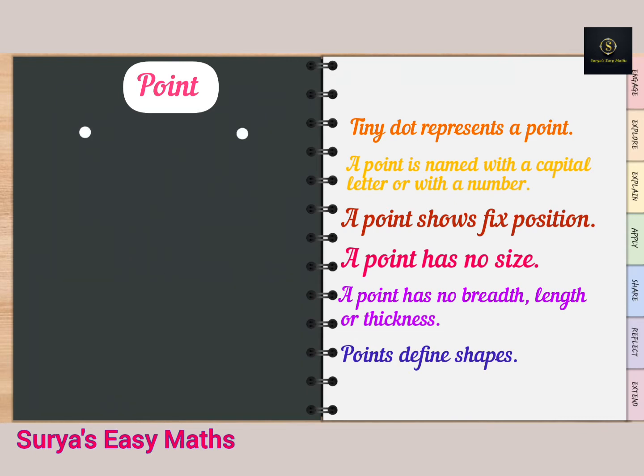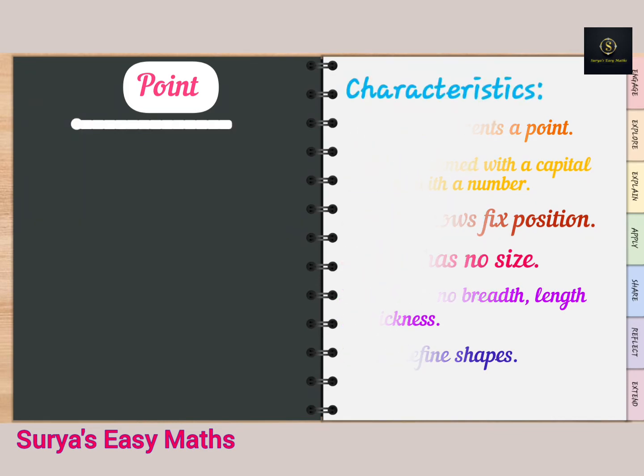Points describe when things begin or end. For example, see here, with the help of 2 points, we can show the beginning or ending point. So children, these all are the important characteristics of points.